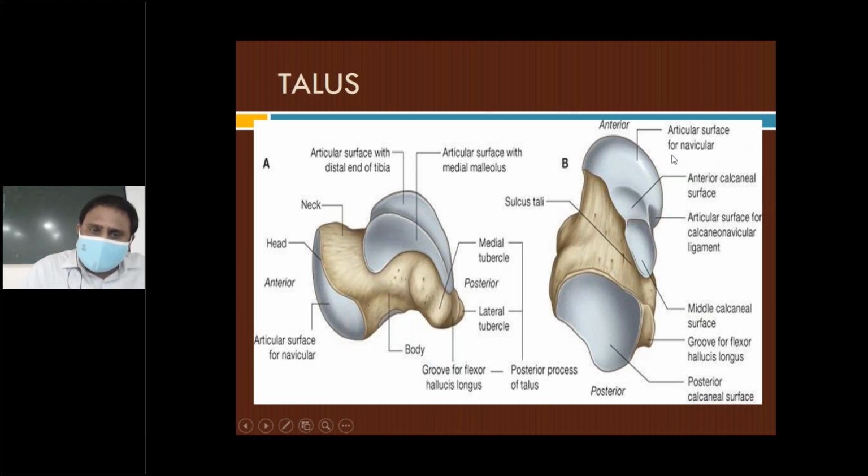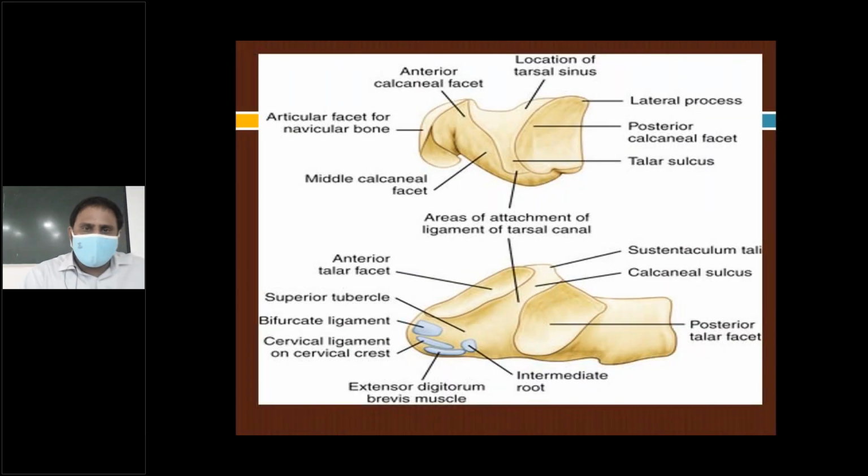It is the round one, that is the head. Clear in this picture here: anterior calcaneal facet and middle calcaneal facet. It is the lateral process, and posterior calcaneal facet. Next, anterior tarsal facets and superior tubercle, the talar ligaments.